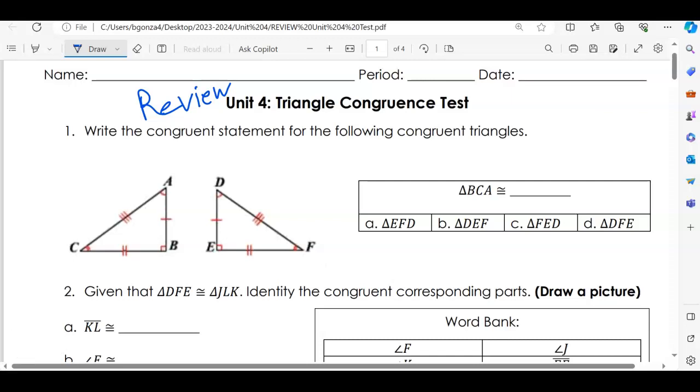All right, let's get this review done. So it says write the congruent statement for the following congruent triangles. So it's very important that you remember order matters.